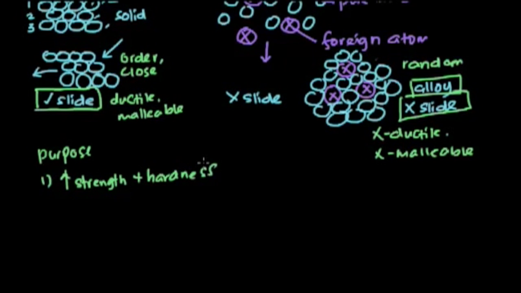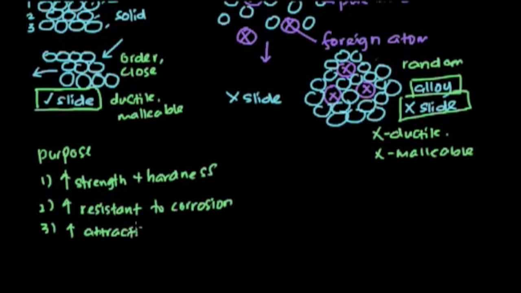And after that, it also can have more resistance to corrosion, meaning it will not rust easily. Another purpose is it will have a shinier and more attractive appearance, meaning they will look nicer. So these are the three major purposes of alloying. So again, increase strength and hardness, increase resistance to corrosion, as well as make the metals appear more attractive.